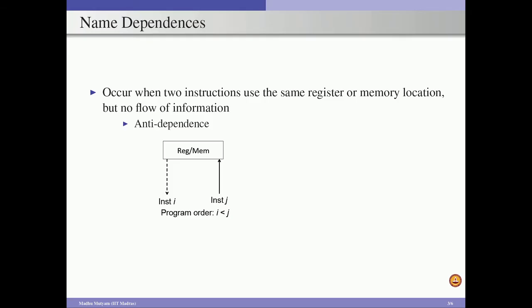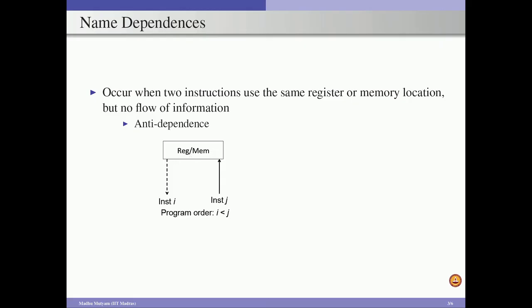There is no flow of information between producer and consumer. Here the consumer is instruction I, the producer is instruction J, but instruction I comes before instruction J. In other words, the consumer comes before the producer. So, as a result, there is no flow of information, and this is called anti-dependence. The dependence here is mainly because these two instructions are using the same register or memory location.